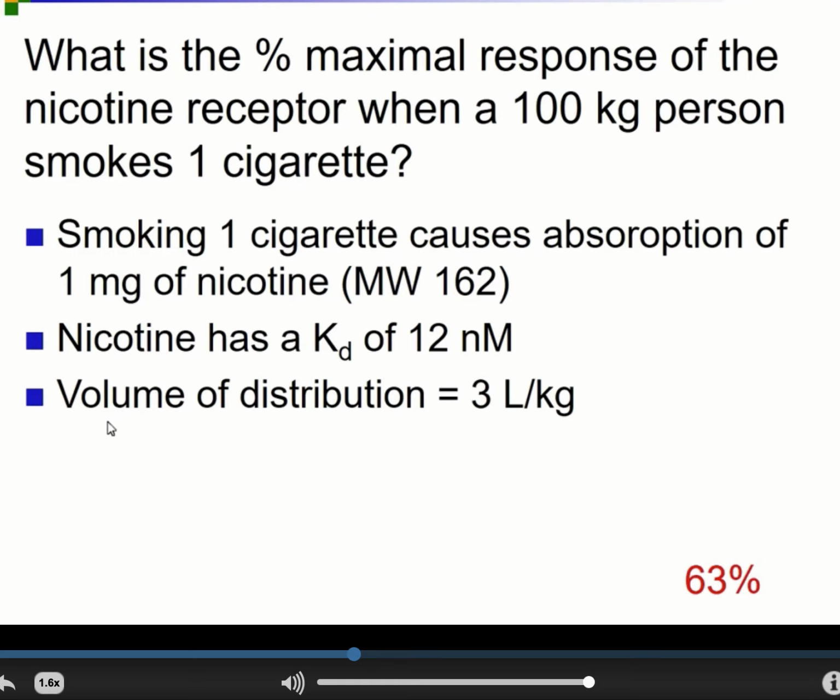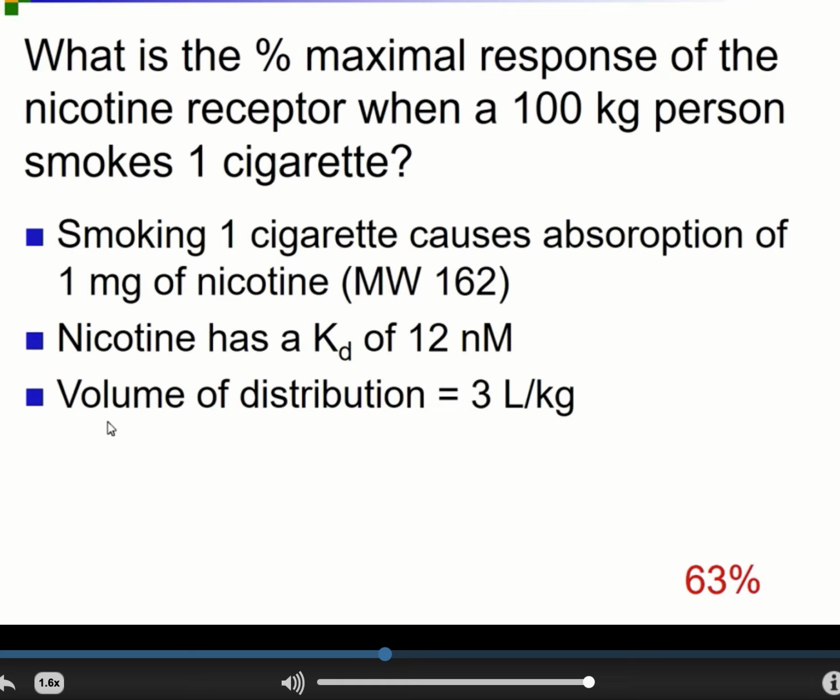The correct answer is hopefully 63%. Now, how do we get that? So I said Langmuir equation, right? And so right now we're assuming that if you calculate occupancy using the Langmuir equation, that occupancy is going to be exactly the same as the percent maximal response. And so in reality here, all you have to do is calculate occupancy. And so you have to calculate D divided by D plus KD.